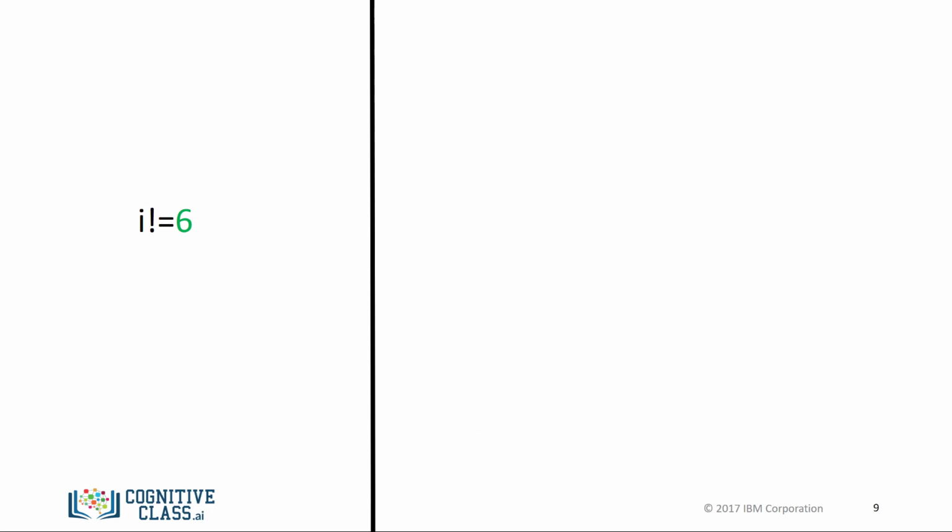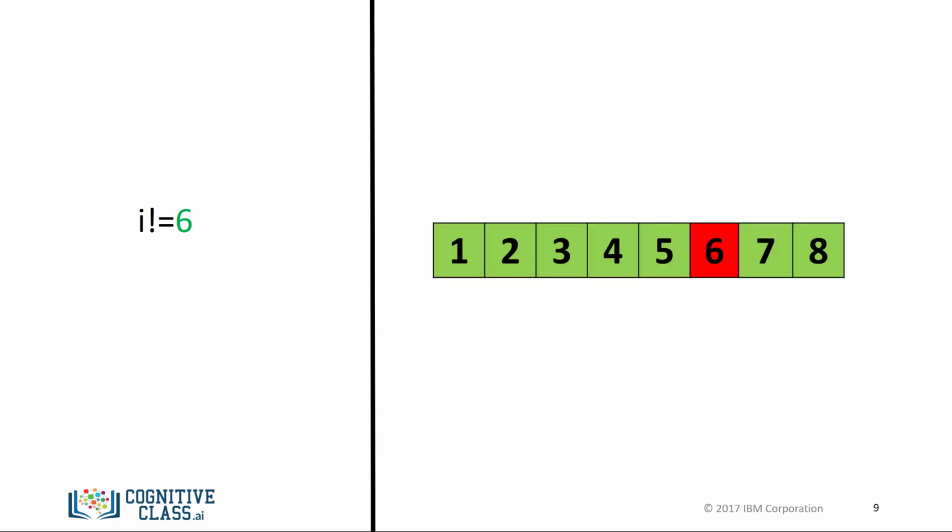The inequality test uses an exclamation mark preceding the equal sign. If two operands are not equal, then the condition becomes true. We can use a number line. When the condition is true, the corresponding numbers are marked in green, and red for where the condition is false. If we set I equal to 2, the operator is true as 2 is not equal to 6.